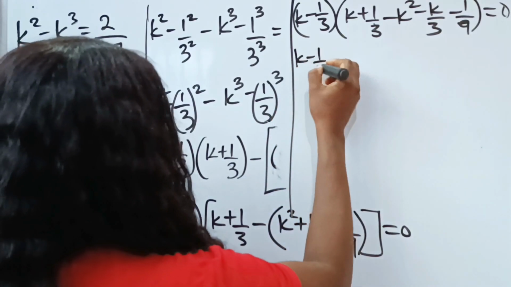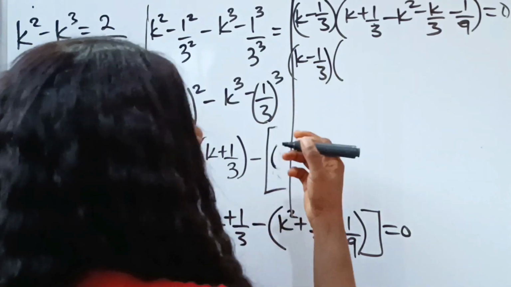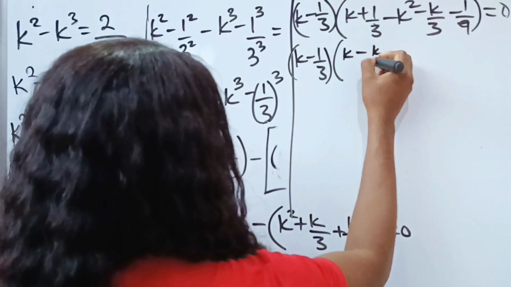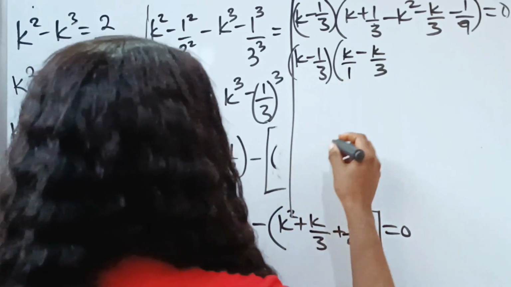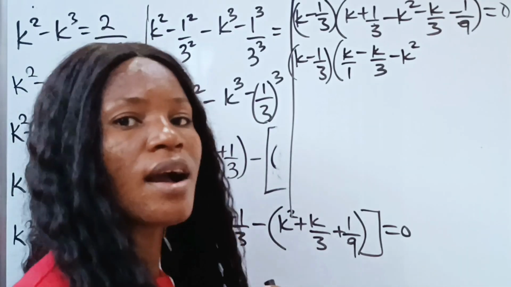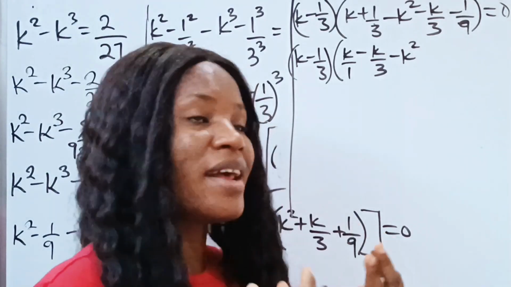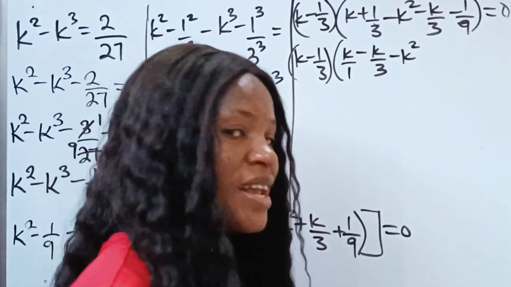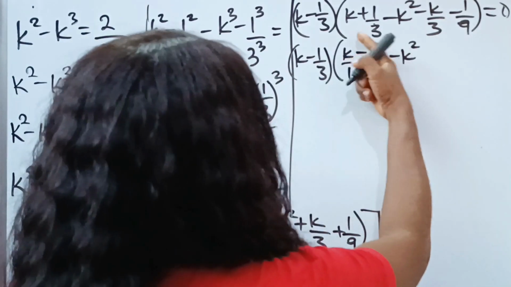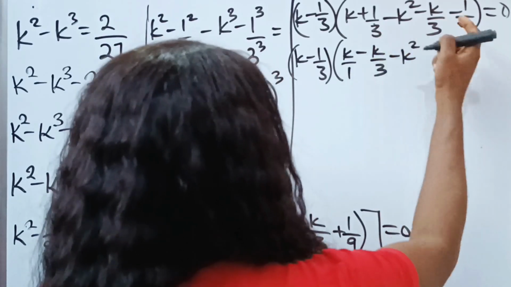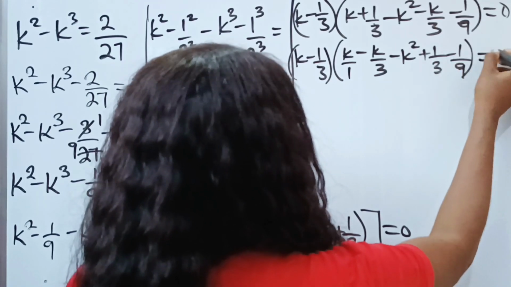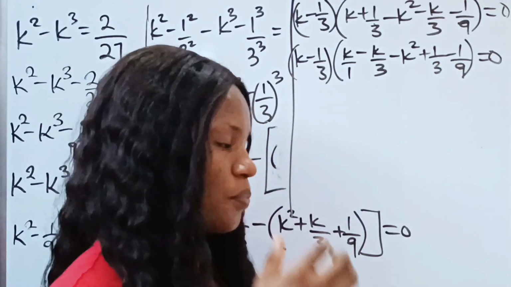So we have k minus 1 over 3 multiplied by... now let's collect like terms. If we do that, we have k minus what? k over 3. Now k is the same thing as k over 1, right? Then we have minus k squared. It doesn't have any term that relates to it, or it doesn't have a common term. Okay, so this is minus k squared. Now when you look at this, you see that we have a constant and a constant, so we have plus 1 over 3 minus 1 over 9. All right, now everything is equal to 0.